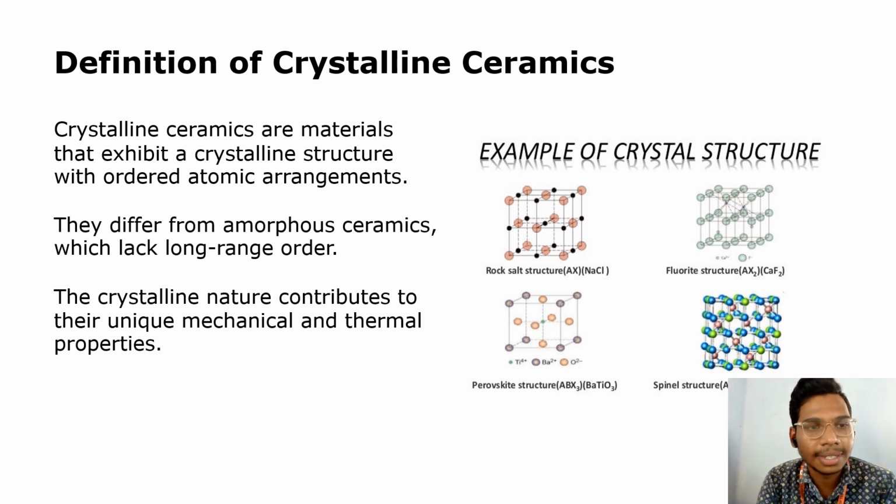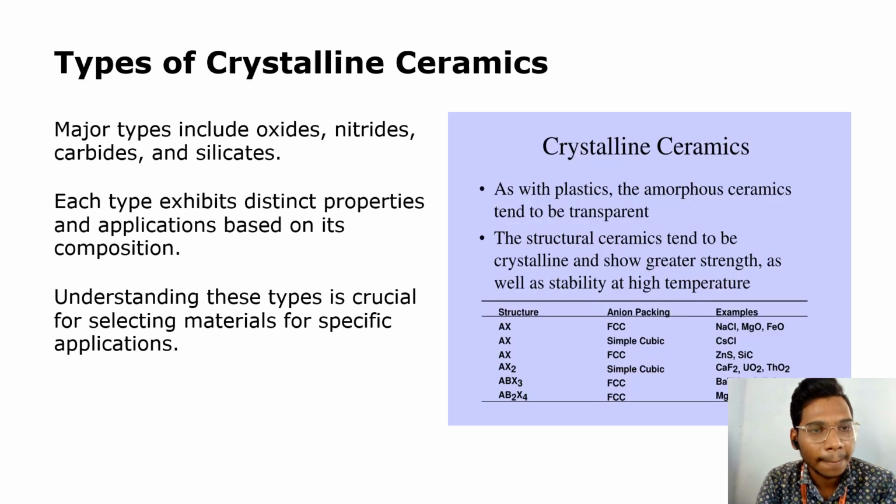Definition of crystalline ceramics. Crystalline ceramics are materials that exhibit a crystalline structure with ordered atomic arrangements. They differ from amorphous ceramics, which lack long-range order. The crystalline nature contributes to their unique mechanical and thermal properties. Examples of structures: rock salt structure, fluorite structure, and spinel structure.